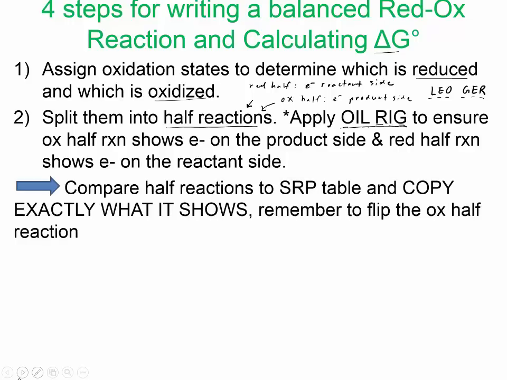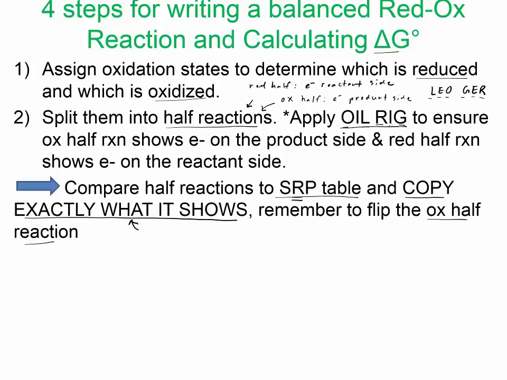So the next thing you do, here's where it gets a little interesting, is you compare the half reactions to the SRP table and copy exactly what it shows. It also says remember to flip the oxidation half reaction. Remember, this is the standard reduction potential table, so it's only showing things getting reduced. As we know in redox, one thing gets reduced and the other thing must be getting oxidized. You can't have two reductions. That wouldn't make sense. What this means will make more sense when we start looking at the examples in this tutorial, but it says copy exactly what it shows.